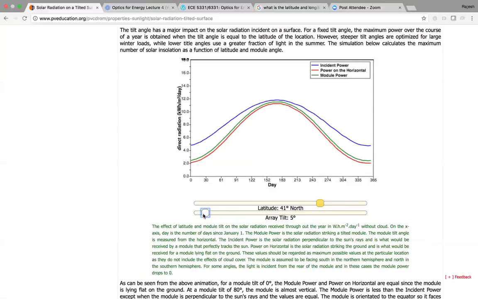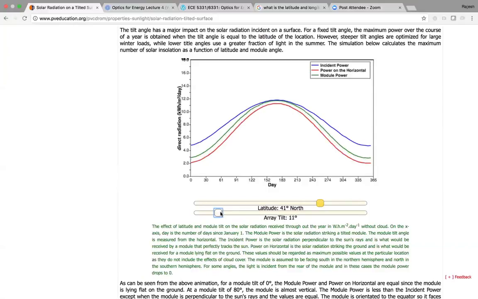So you're going to tilt the array. The green curve starts getting higher than the blue curve, right? So you're getting more energy because you're orienting the array better. Remember, Salt Lake is in the northern hemisphere, so when we talk about array tilt here, this is pointing south. Okay, so the array is pointing south.